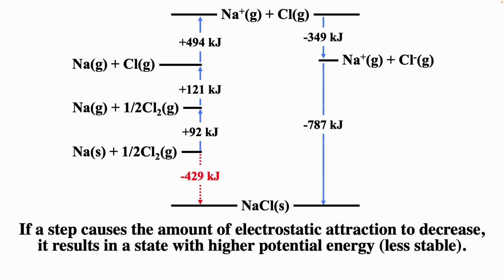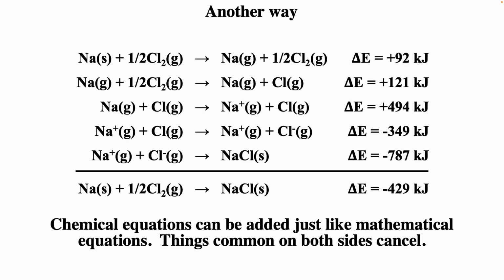If a step causes the amount of electrostatic attraction to decrease, it results in a state with a higher potential energy, less stable. If a step causes electrostatic attraction to increase, like going from the gaseous ions to the sodium chloride solid, then you're going to something more stable. Now, we could also write the steps in terms of chemical reactions. And we have our delta E's here. And then if you add these all up, things common on both sides cancel, and you add your energies, and you get minus 429 kilojoules.